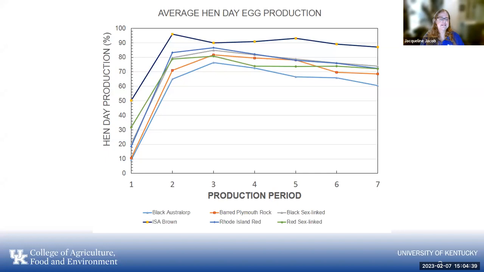So this is some research that we did with what we would call heritage type chickens, and compared that to commercial, which is the top line, the Isa Brown. Production period is a 4-week period, so their production is over 28 weeks. You can see they increased quickly, they peaked, and they were slowly declining. The declines started earlier with the heritage breeds, and they did not peak as high as the commercial breeds. The sex links were somewhere in between, but you can see the Black Australorp was the worst.